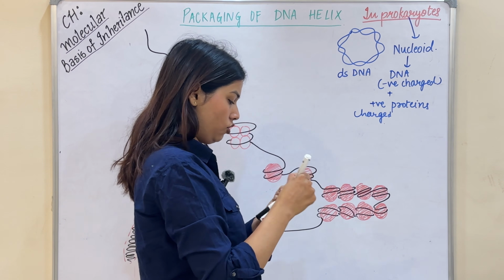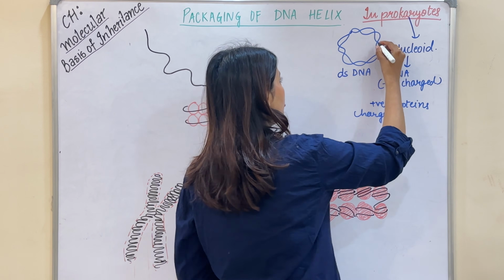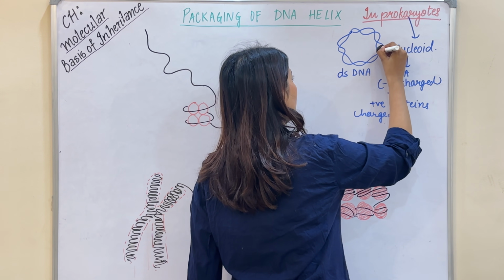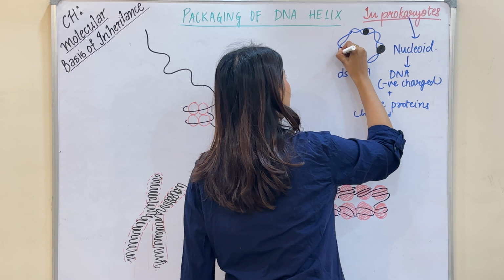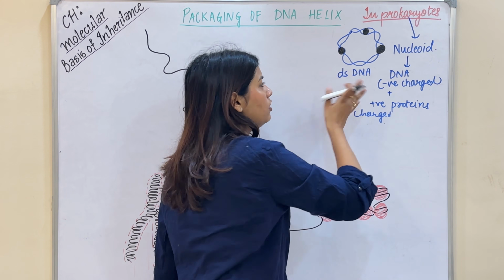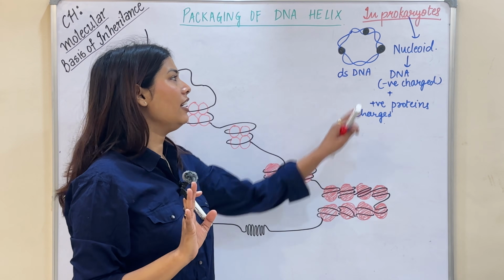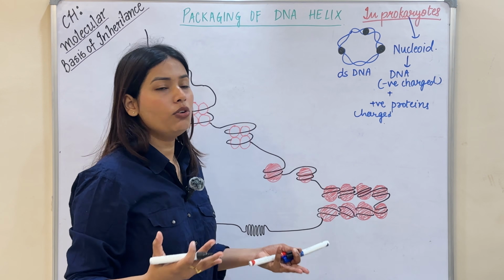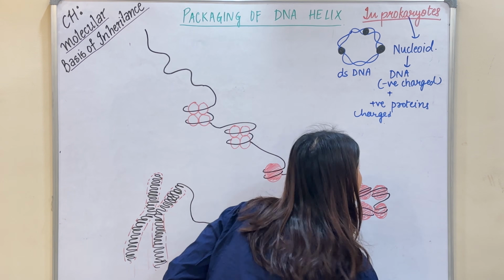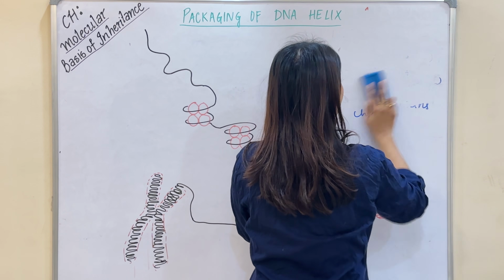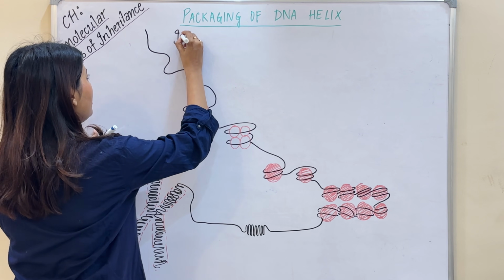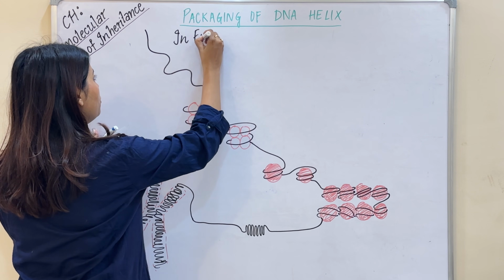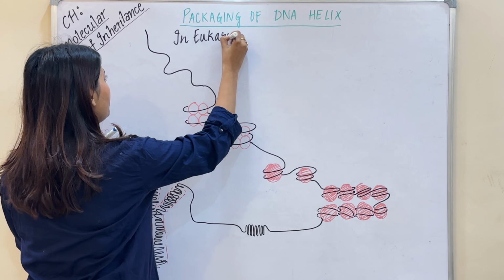So here if I draw, there will be a few beads of proteins around which the double-stranded DNA is coiled. So this is the simple packaging of DNA in prokaryotes. But what about the eukaryotes? In eukaryotes, so packaging in eukaryotes.